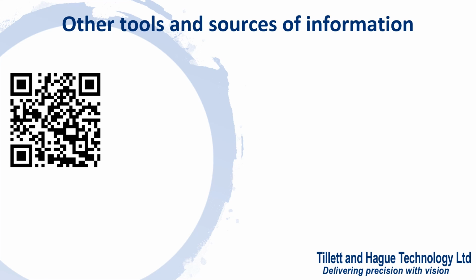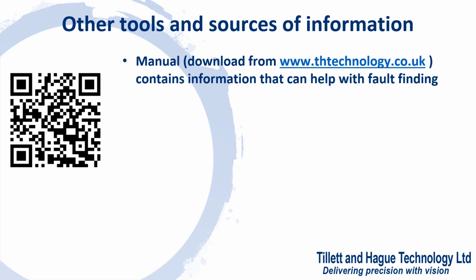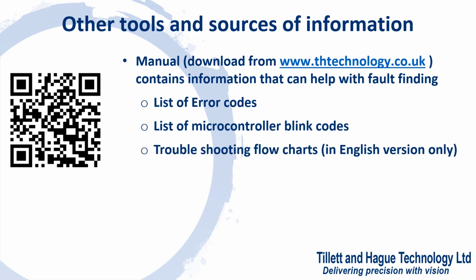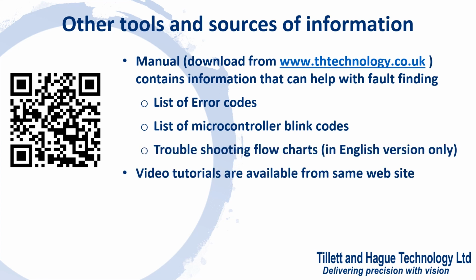To help with fault diagnostics more generally, there are a number of resources available. The most comprehensive source of information is the full reference manual, which is available in English, French, Spanish and German languages, as well as a full description of the system and how to set it up. It includes fault finding information such as lists of system error codes, microcontroller blink codes and troubleshooting flowcharts. There are also YouTube video tutorials that can be accessed from our website that help with setup issues.